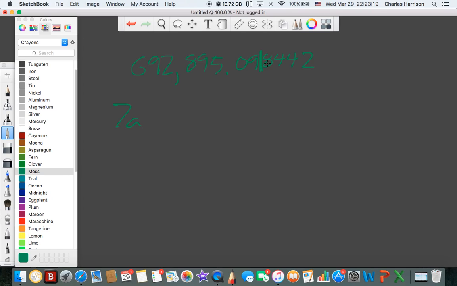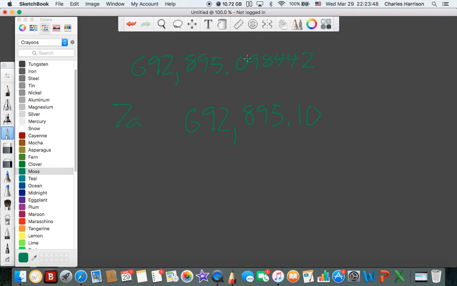So we look at this and we go, okay, now, what is this? Is this greater than or equal to 5? It is. So we round this 9. We got to round it up. And when we round it up, we have to make the number like this. I'll show you. So let's get rid of that real quick. And so now it's 692,895 point, and we have to make it like this. This is to the 100th place.